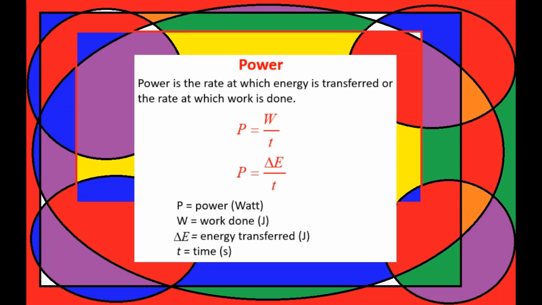So if you use one unit of energy in 1 second, that would be 1 watt, and that would be 1 joule per second.